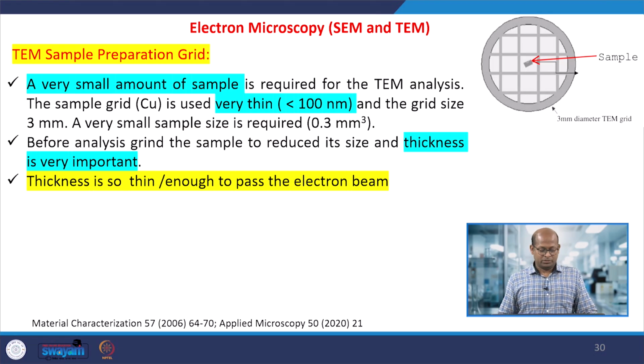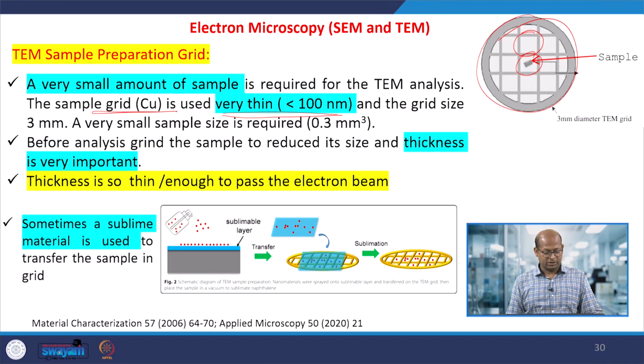Okay, so here is the image of the sample grids. You can see it's very thin, less than 100 nanometers. Copper grids are used for this preparation of the samples, and a very small amount of the sample is dispersed. In that place the sample will be placed. So you have to prepare very thin samples. The thickness is so thin that electrons can pass through it. So this is the step by step procedure we have discussed.